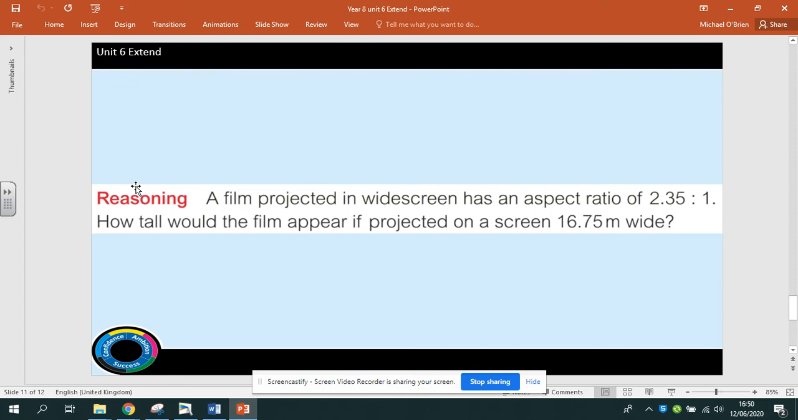A film projected in widescreen has an aspect ratio of 2.35 to 1. How tall would the film appear if projected on a screen 16.75 meters wide? Okay, so pause the lesson, work out your answer, return to the lesson when you've got an answer to review.